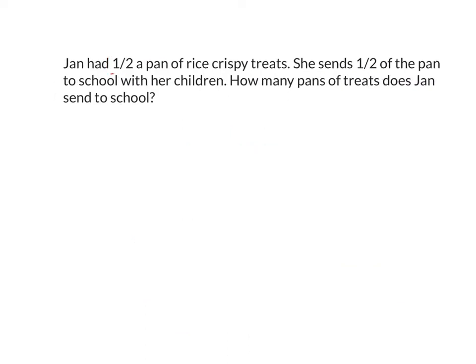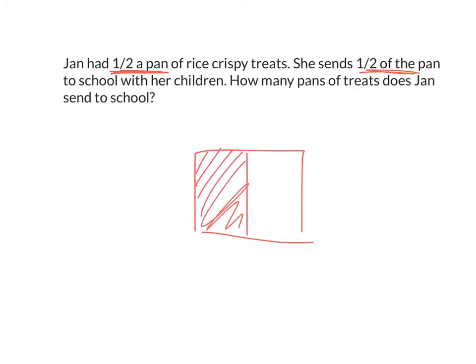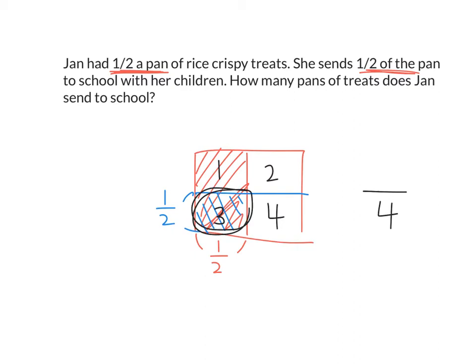Okay, now in this instance, Jan is only starting with half a pan of Rice Krispie treats, and she's still going to send half of what she has to school with her children. So this time, Jan doesn't even have a whole pan. She only is starting with 1/2, and we can label that she's starting with 1/2 of the pan. If I cut that half into half to show again that this is half of the half, this is the part that she's sending. Well, now we can see that altogether the entire pan has been cut into 1, 2, 3, 4 total pieces. So that means my units are now fourths. And one of these pieces, the part that the blue and red overlap, is the part she's sending to school.